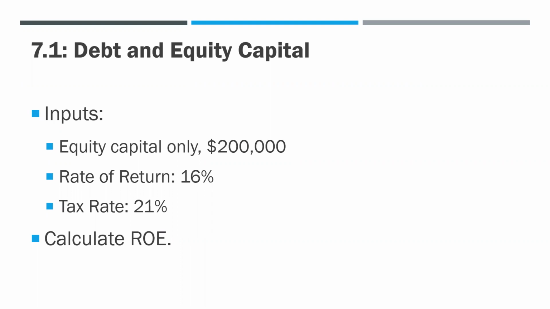So our equity capital only is our first example. We anticipate a rate of return, so what our business net profit will be before any deduction of interest and before any deduction of income taxes would be about 16%. And then again, our tax rate will be 21%. And we also have, when we get into the debt scenarios, an interest rate of 13% that we'll be utilizing.